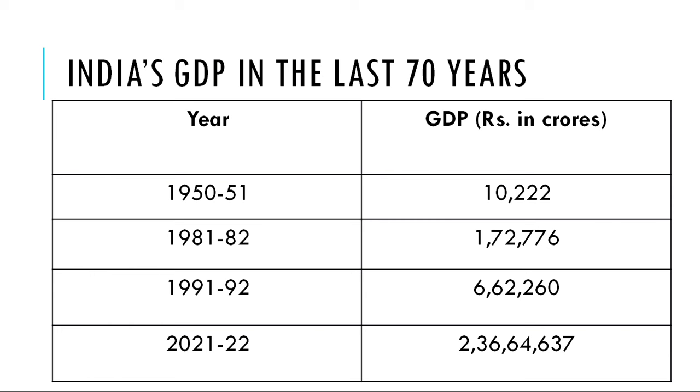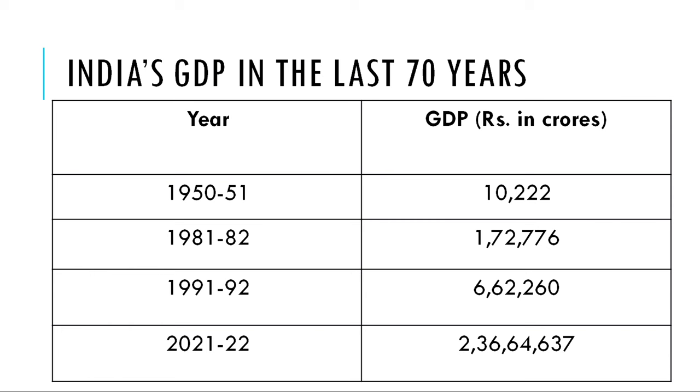So, in another 20 years' time, our GDP value has grown to almost 2,36,64,67 crores. Wow. In a decade, we progressed more. So, in the last two decades, our GDP value has increased tremendously. That is also one of the reasons why we are now ranked as the fifth largest economy in the world. So, this number would be very perplexing for you.